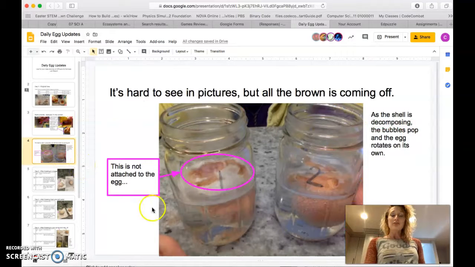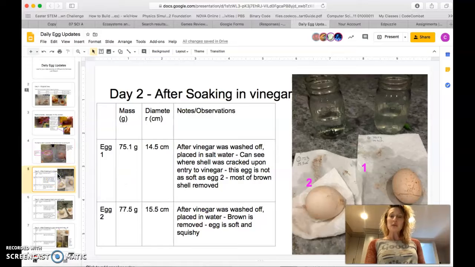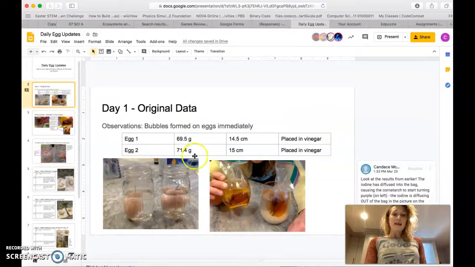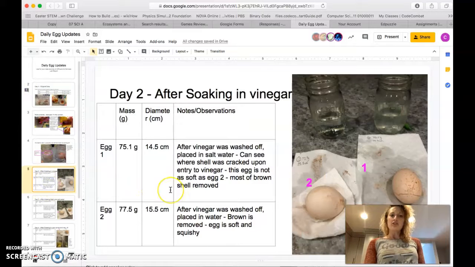Well, after the acetic acid dissolved all of the shell on our egg, the next day we were able to feel our eggs and they were quite squishy. So I was able to clean the jar, record their masses and their diameters, and this is what the eggs looked like. So these are their masses after soaking in vinegar. I do want to point out that their masses increased even though they lost their shell. If you didn't notice that, make sure you make note of that because that's a pretty big deal, okay?